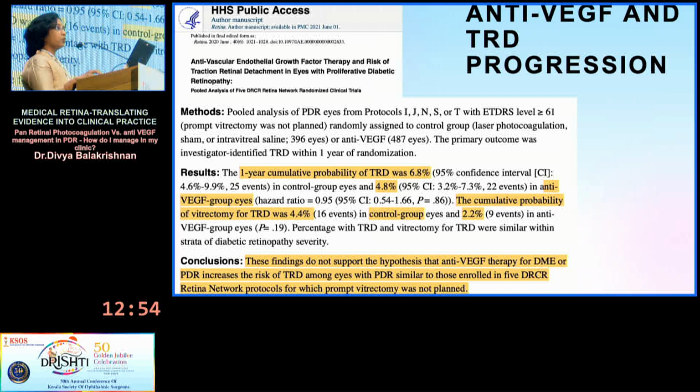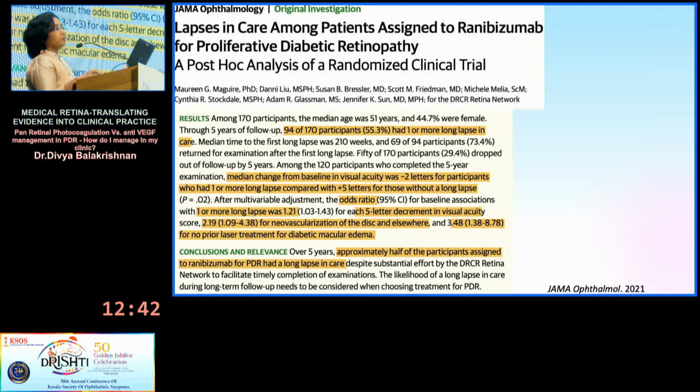But they analyzed the pooled data of various studies in the DRCR.net. They showed that the cumulative probability of the progression was comparable with the control group. So the risk, as we anticipate, is not there as we think. The major concern is the patients who are lost to follow-up.